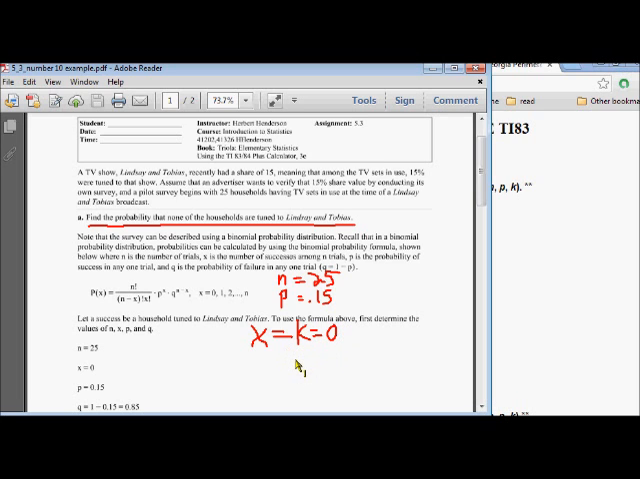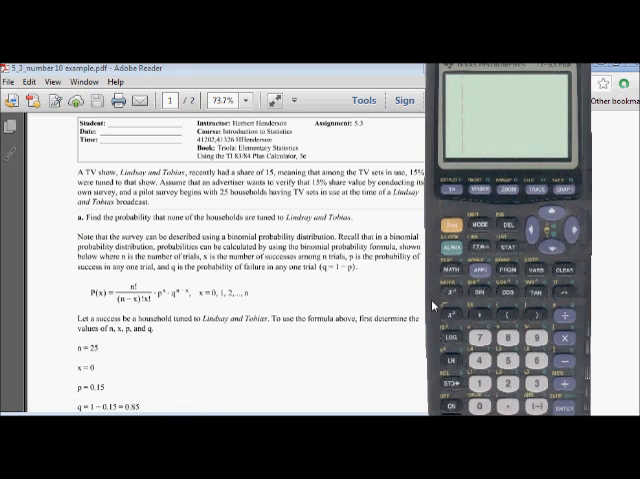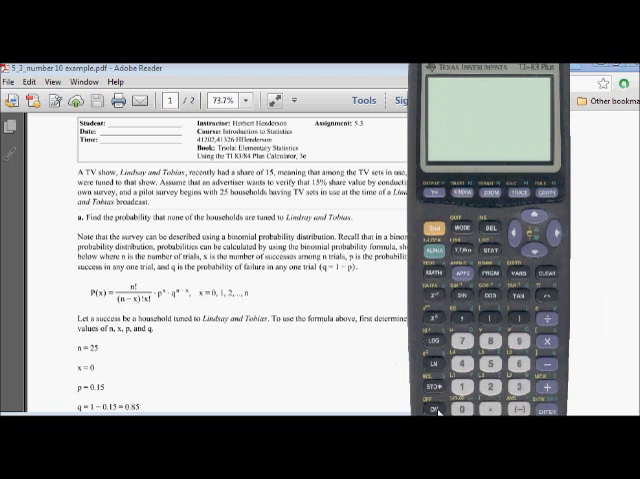Okay, we are now armed to load the calculator. So let's go do that. And here we go. On. And let me clear mine. And then let's go to second distribution, which is vars. You can type in 0 right here, but if you just want to see where this thing is, binomial PDF, enter.